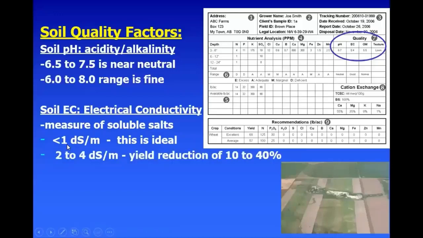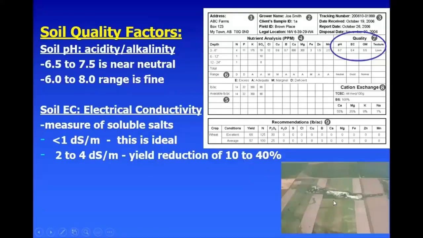If you're between 1 and 2, I get a little bit concerned, but I'm not going to get too concerned. But that certainly catches my attention. But once you're between 2 and 4 decisiemens per meter, then you can start looking at yield reductions of 10 to 40%, depending on how sensitive the crop is. Once you get up to 6 to 8, then it really becomes a huge issue. A lot of crops will yield very poorly when you're at an EC of 8.